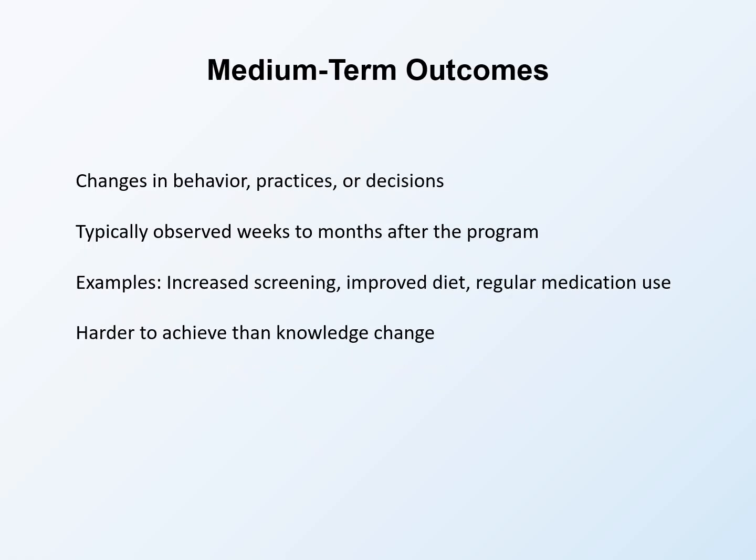Medium-term outcomes involve changes in behavior, practices, or decisions. This is where people actually do something different. Participants get screened, participants change their eating patterns, participants take medications as prescribed, organizations implement new policies. These typically take weeks to months to observe. Behavior change doesn't happen instantly. It takes time for new patterns to establish, and medium-term outcomes are harder to achieve than short-term outcomes. The gap between knowing and doing is real. Your program needs to address not just knowledge, but also motivation, skills, and environmental support to achieve behavior change.